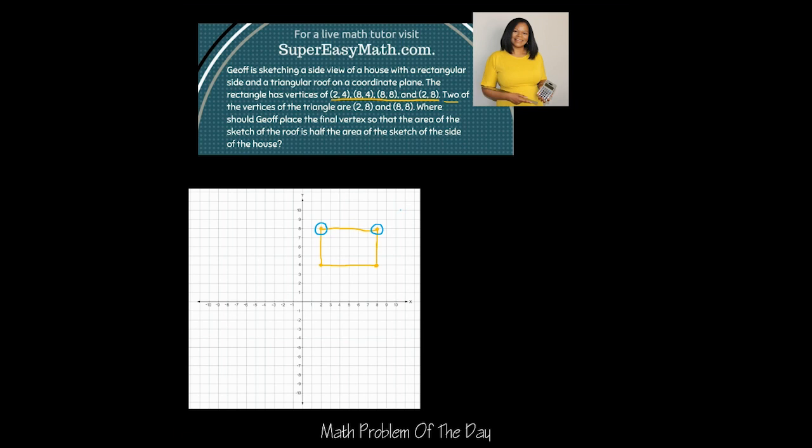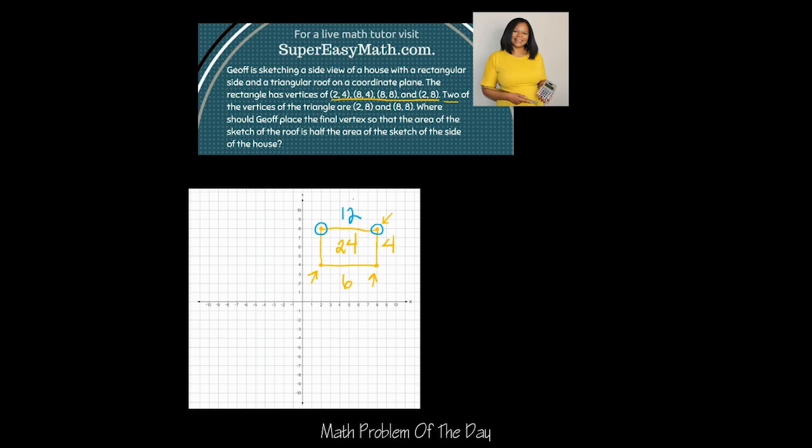Well, they told us that the area of the roof is going to be half the area of the house, or the bottom part of the house. So what I need to do is remember that you calculate area using length times width. I can count from this point to this point, and I know that I get 6. So it's 1, 2, 3, 4, 5, 6. And from this point to this point, I get 4. So because area is calculated as length times width, I know that the area here is going to be 24. Now, because I know that the roof is going to have half the area of this bottom portion of the house, I automatically know that the area of the roof is going to be 12, but I still don't know where the point's going to be.